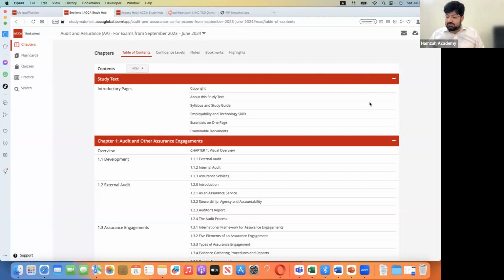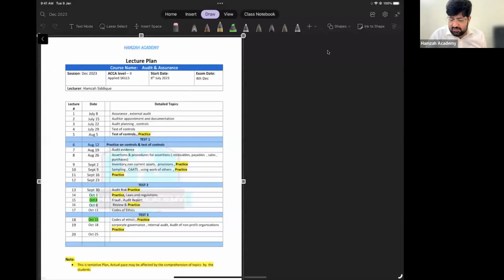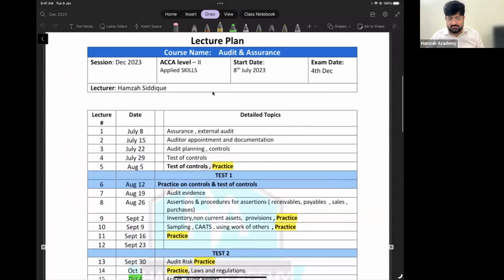Next. So students, here is my tentative course plan. Course plan, did you find the course plan on the website? This one? Did you find that? Was that available? This course plan?